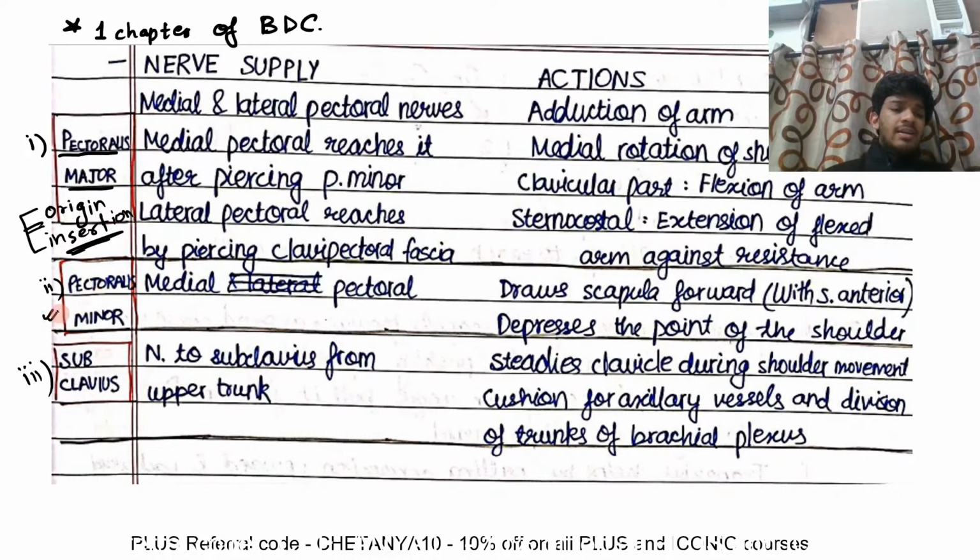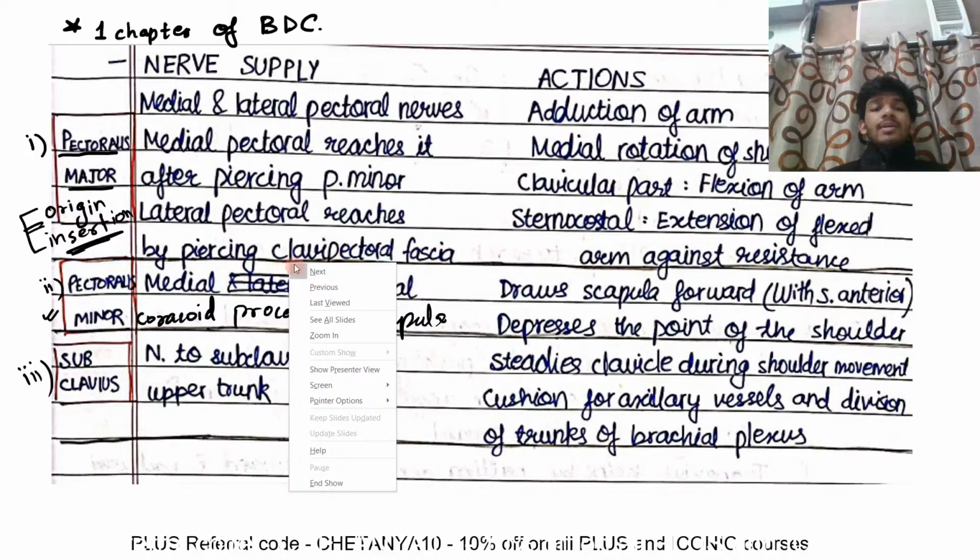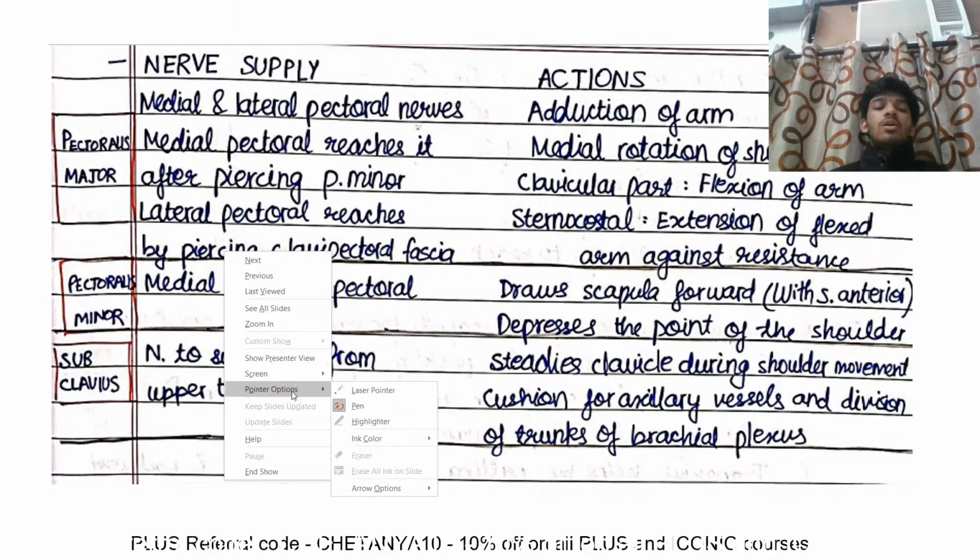Besides that, pectoralis minor, you should know the insertion because it's asked in osteology. It inserts onto the coracoid process of the scapula. There's a muscle called subclavius. Again, you need not know much about it. We'll talk a little bit about their main nerve supplies and their actions. So let's just talk here.